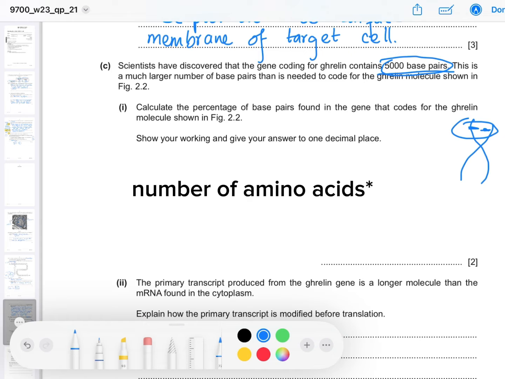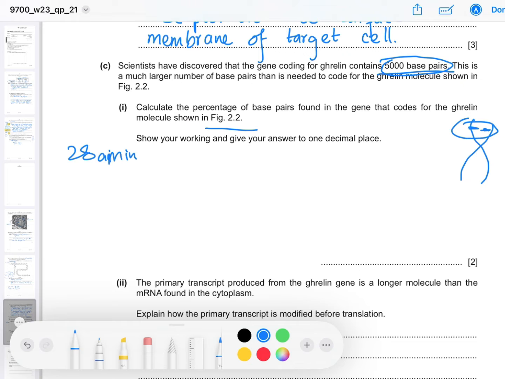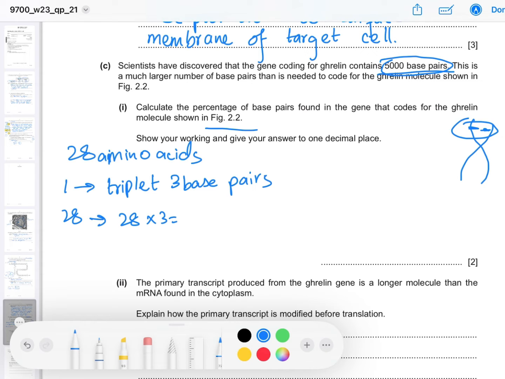You'll need to count the amino acids in figure 2.2, which comes out to 28 amino acids. Now, each amino acid is coded by 3 bases, or a triplet, and this would need 3 base pairs, which means that 28 amino acids would need 84 base pairs. Other than that, you'd also need a start codon as well as an end codon. So that would be an additional 6 base pairs, 3 for starting and 3 to end.